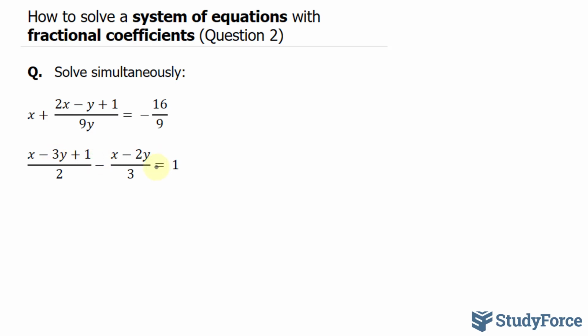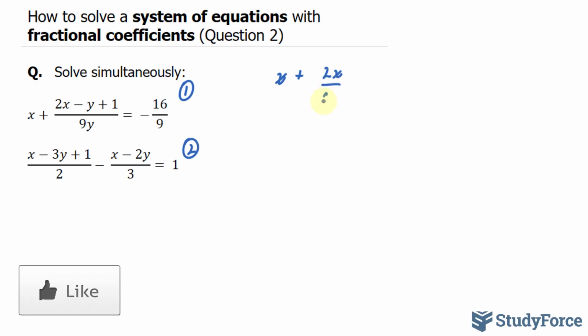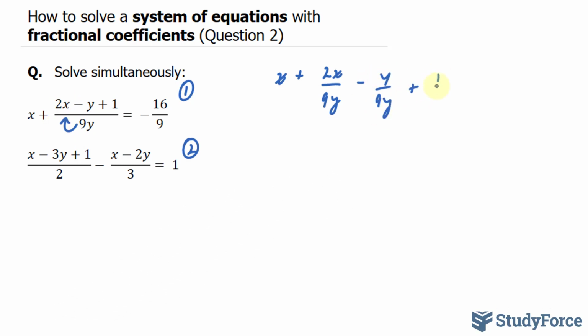The first thing that I'll do is distribute this 9y, this denominator, to the 3 terms in the numerator. Let's see what happens. So I'm going to focus on equation number 1 and then focus on equation number 2. x plus 2x over 9y, notice I just distributed it, minus y over 9y plus 1 over 9y is equal to negative 16 over 9.